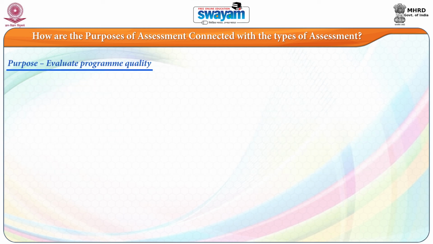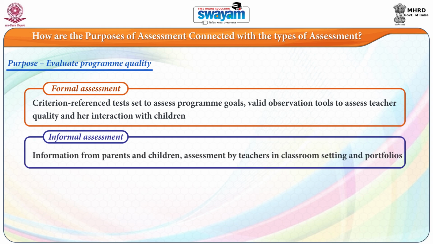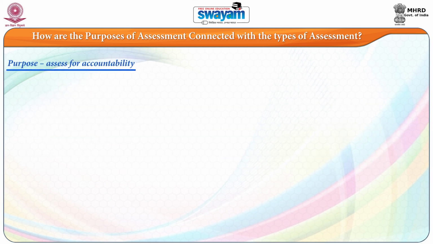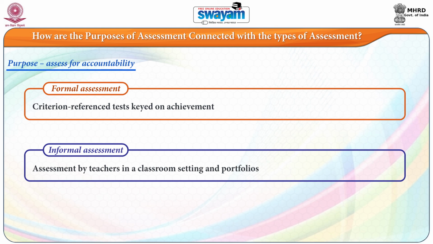For the third purpose of evaluating the program quality, the tools under the formal assessment may be criterion referenced tests set to assess program goals, and valid observation tools to assess teacher quality and her interaction with children. A few of the informal assessment tools are information from parents and children, assessment by teachers in the classroom setting, and portfolios. And for the last purpose, that is assessing for accountability, a criterion referenced test keyed on achievement is a formal assessment tool. For informal assessment, the assessment by teachers in a classroom setting and portfolios would serve the purpose.